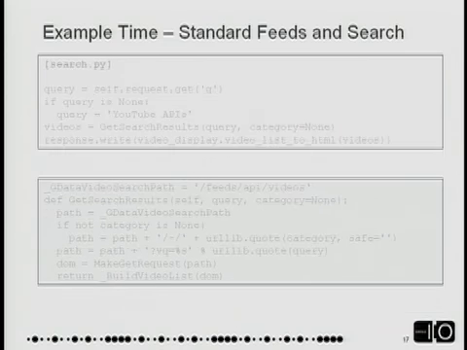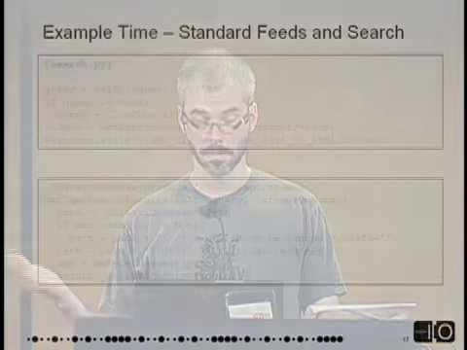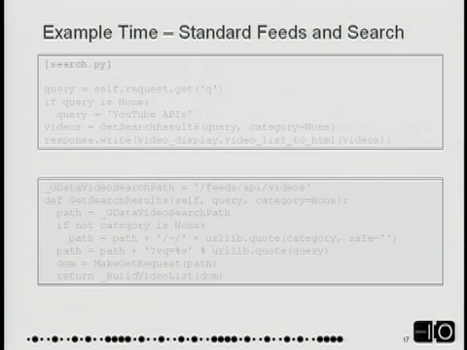Search operates basically the same, except in this case, maybe I have a form and I'm getting the query out of that form. And my get search results call looks surprisingly similar to my get standard feeds call. I simply build up that URL. In this case, I have the videos feed, and I append my search query. Down here, I may actually append a category if I want to search within a category, and then simply make the request and build my video list.